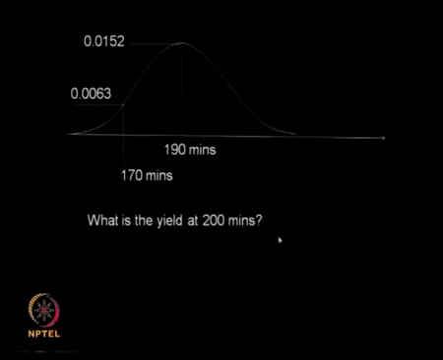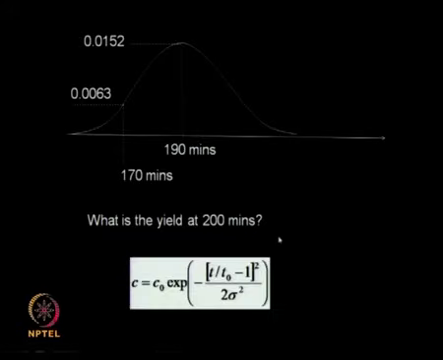So what equation do I use? You have to go back. Now you know C is equal to C naught exponent minus (T by T naught minus 1) whole square divided by 2 sigma square, right. So here I know T naught is 190 and C naught is this. From there I should be able to calculate this particular term called the sigma. Then I can use this for calculating the yield at 200th minute.